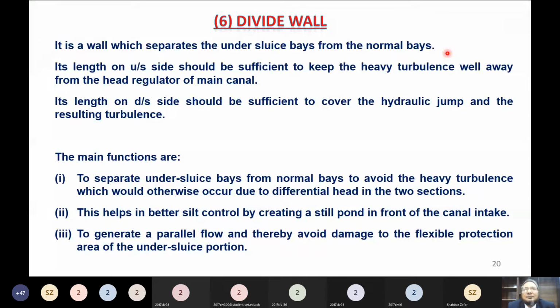And if we want to offtake 3 canals, how many divide walls do we need? Two, sir. And if we want to offtake 7 canals? Two, sir. It cannot be more than two, right? The divide walls would be two.